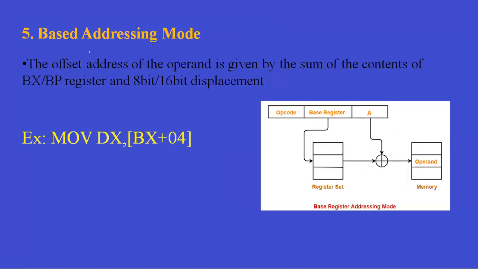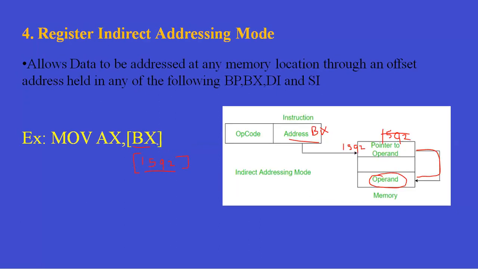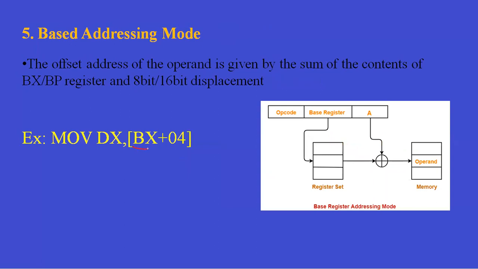So based addressing mode. We have to add here, the last is register indirect, same. Up to this is register indirect. It will be added to the 04. So it is one of the values, directly data. This data is added with one register. So finally here BX having some data. This data is added with some number. So after that, BX register, BX having some data 1592.